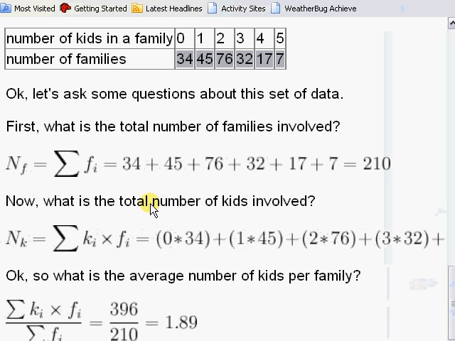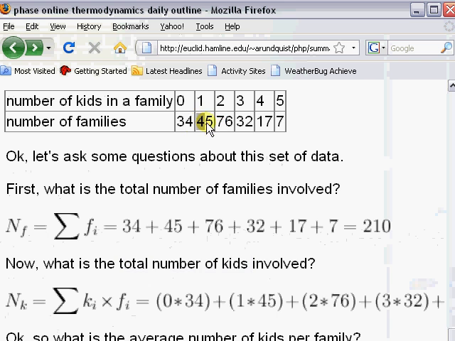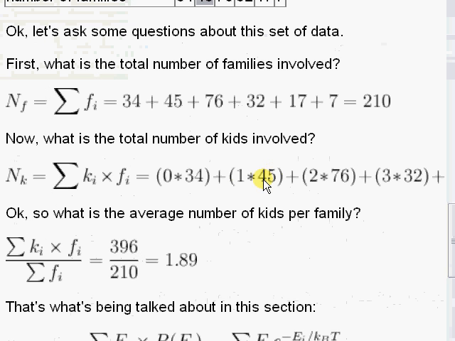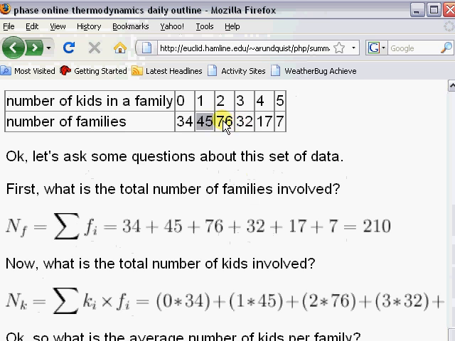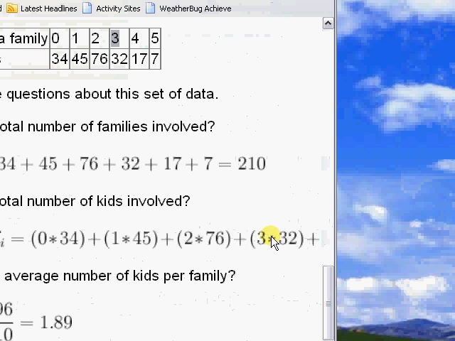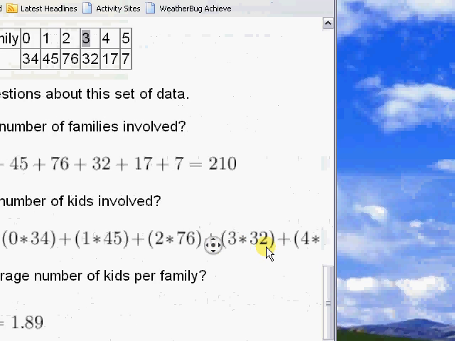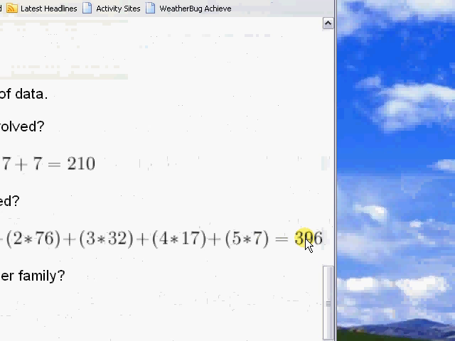Okay, that's fine. But here's the next question. How many total kids were involved in this study? Well, if there were 45 families with just 1 kid, that combines for 45 kids. If there were 32 families with 3 kids, 32 with 3 would be 96 kids involved there. As we move on out here, you get a total of 396 kids involved.